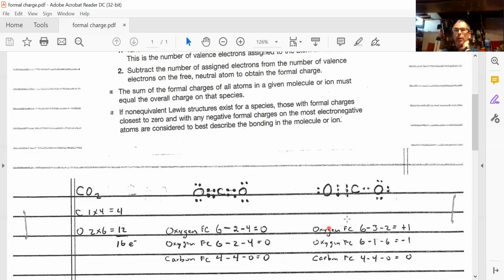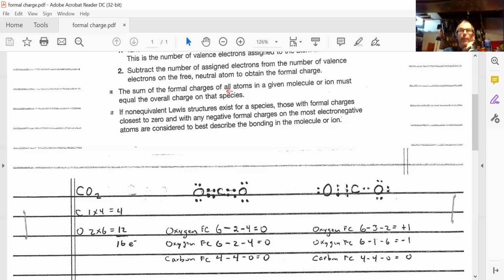How does it work over here? I can look at the oxygen and say it has 2, 4, 6 shared electrons, so we take half of that, which is 3. This one has a lone pair, which would be 2. 6 minus 3 minus 2 is plus 1. Over here with this oxygen, it ends up being 6 minus 1 minus 2, 4, 6, which gives me a minus 1. And then carbon is 0. Okay, I look over here and ask, what's the difference? These are all zeros. This one is a plus 1, this is a minus 1, and the carbon is 0.